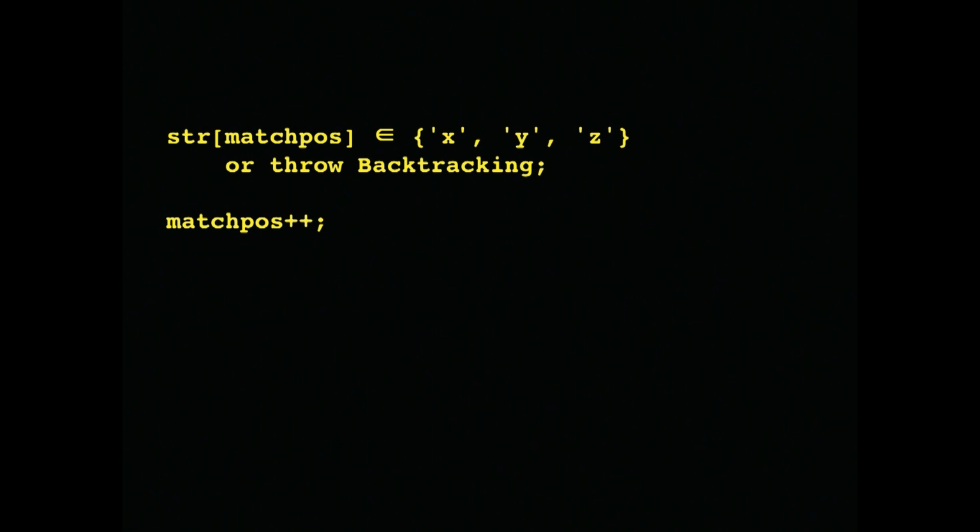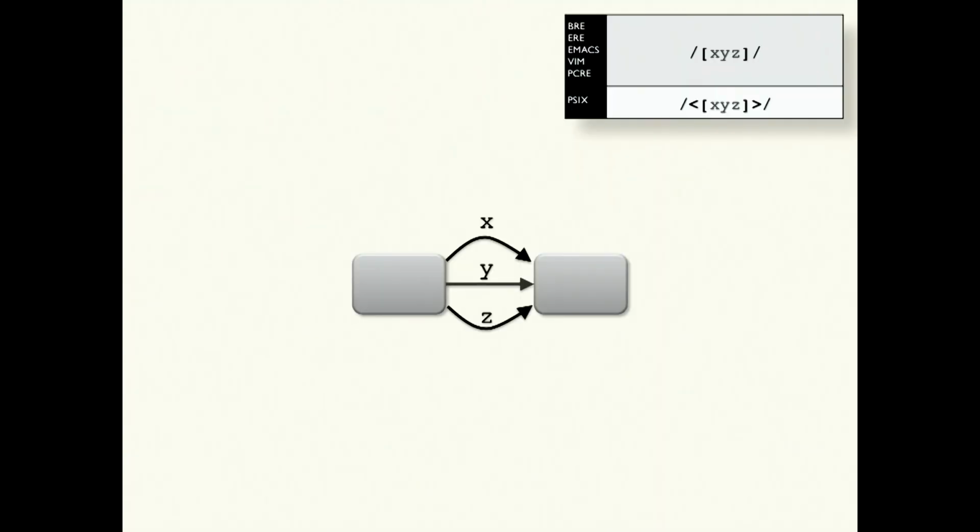Make sure it matches one of them. And if it doesn't, start backtracking, and if it does, move ahead through the regex. So diagrammatically, as a finite state machine, that looks like this. I've got 3 different alternatives, all of which lead me to the same next state. So any of them is acceptable.